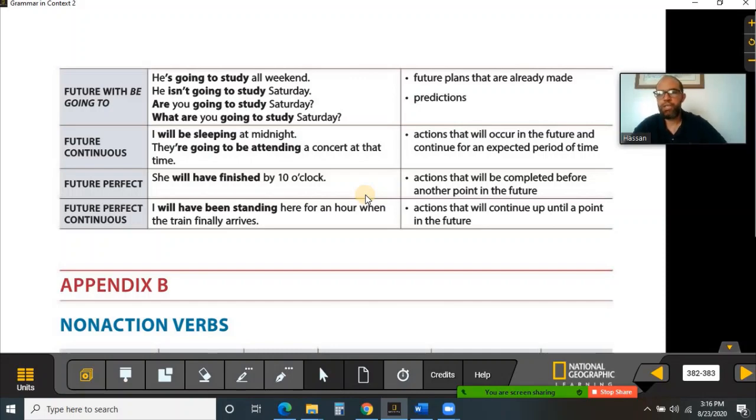And the question is formed by doing inversion. Will you have done all your homework by 10 o'clock? Will she have finished by 10 o'clock? We also always start with will at the beginning.